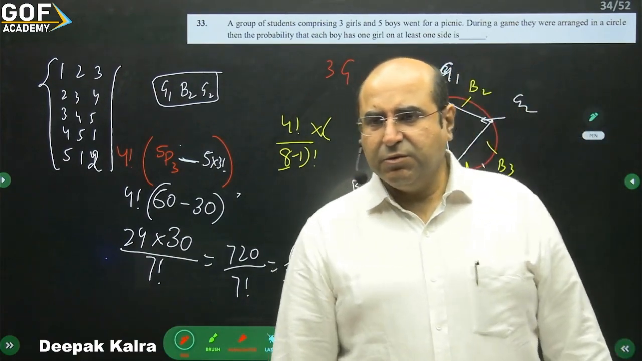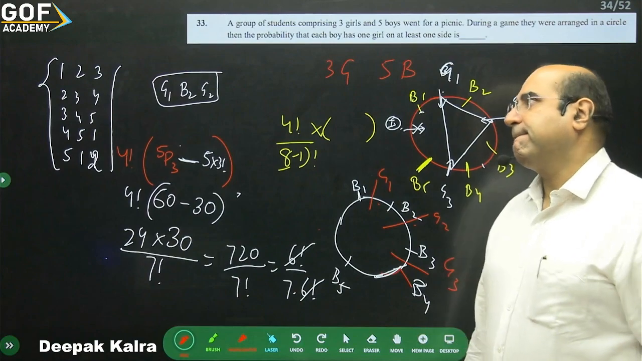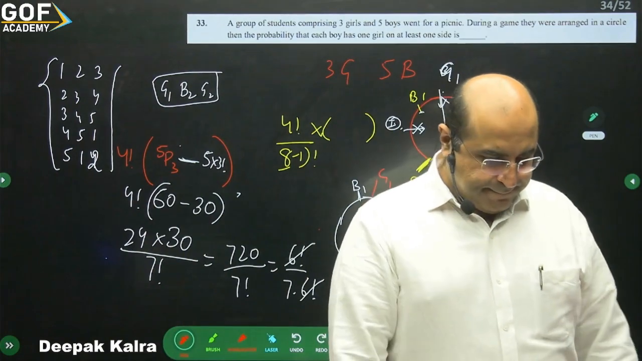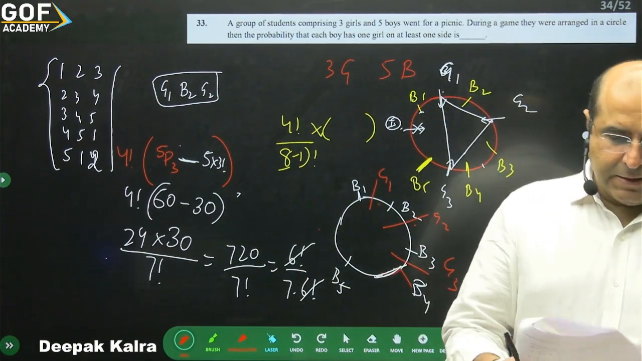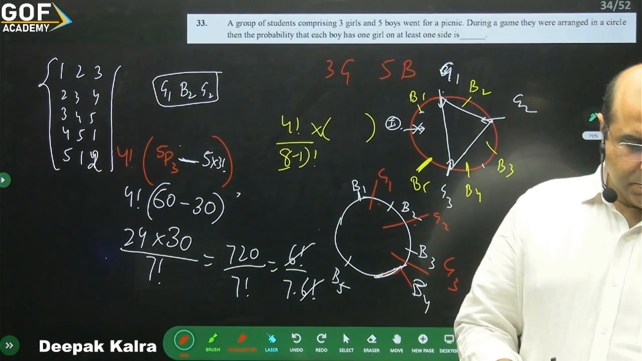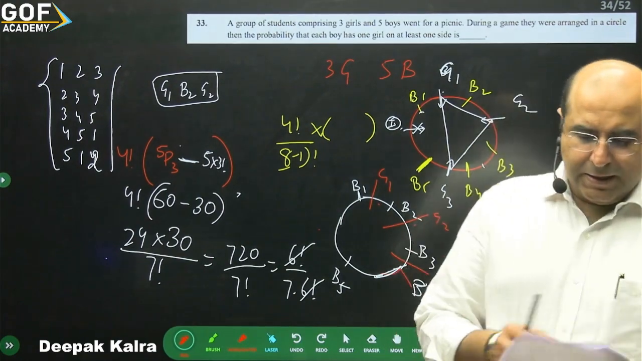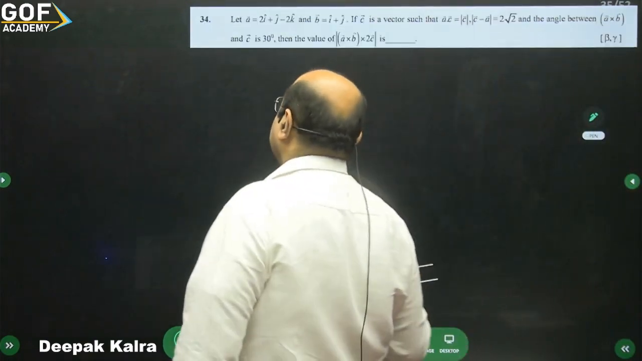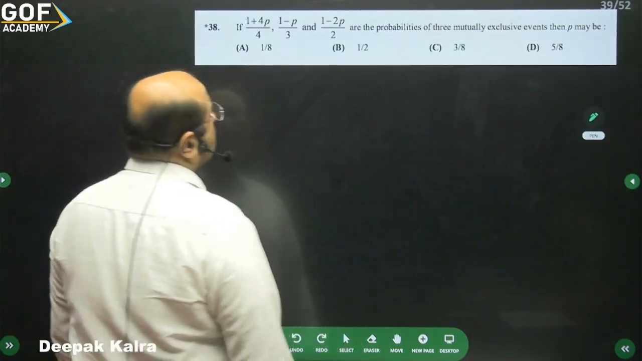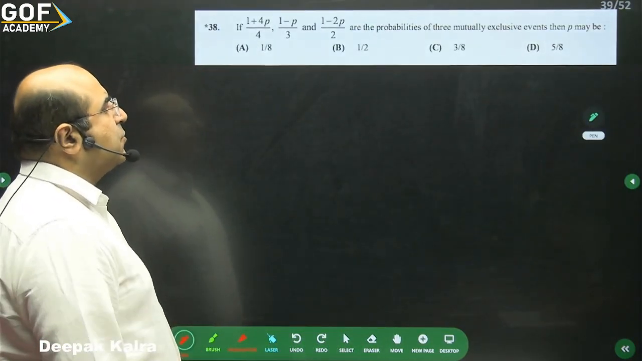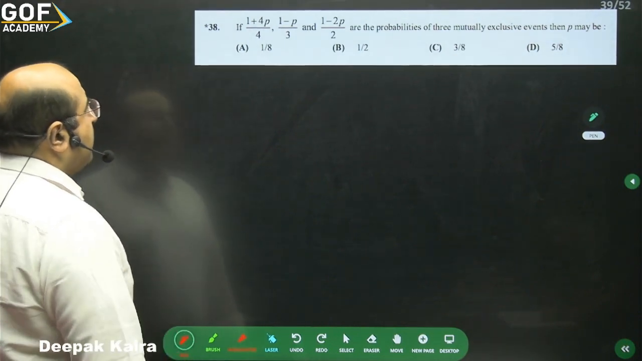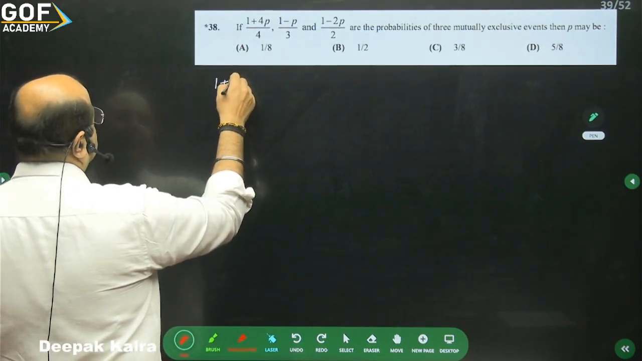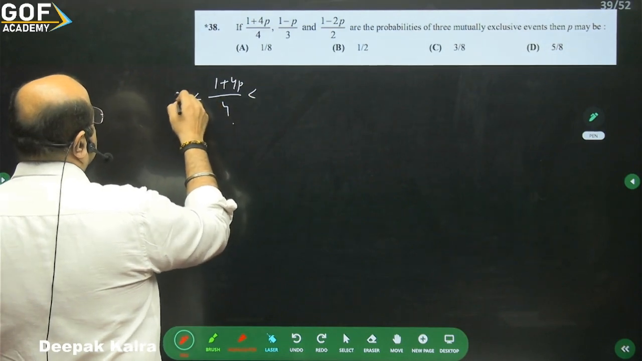Yeah, tell me which one to do. Question 38, answer is known. 38 answer is B and C. Let us see. 38: are these probabilities of 3 mutually exclusive events, and P may be. This is the question which is normally done. Like you have to take first, every one is a probability, it should lie between 0 and 1.